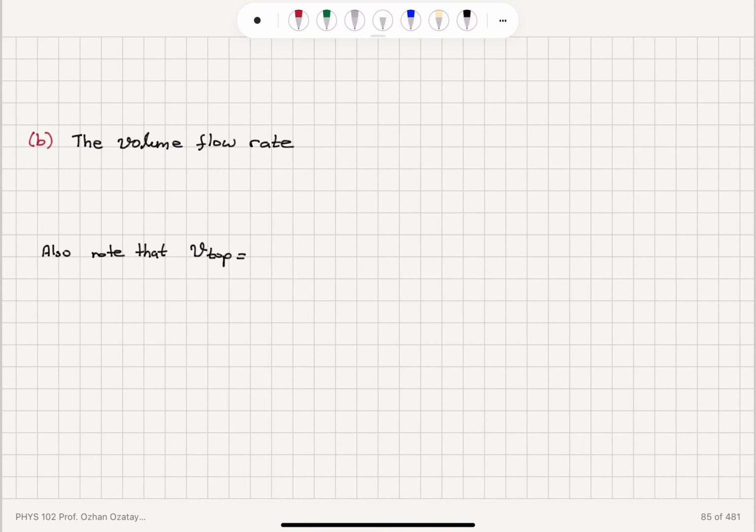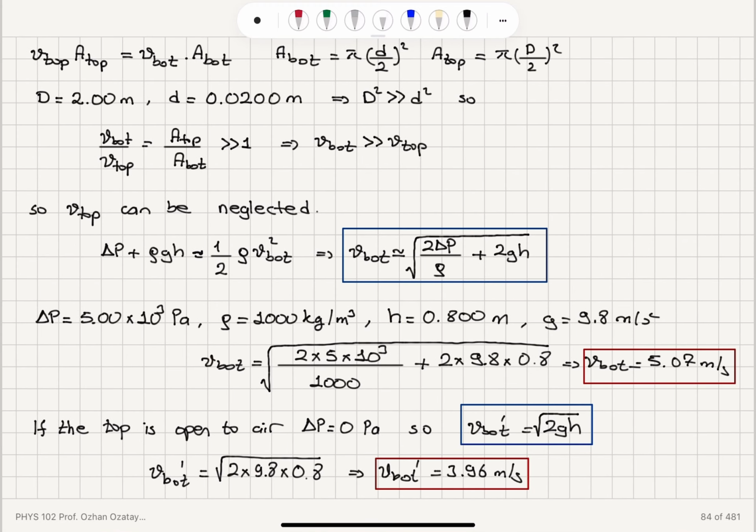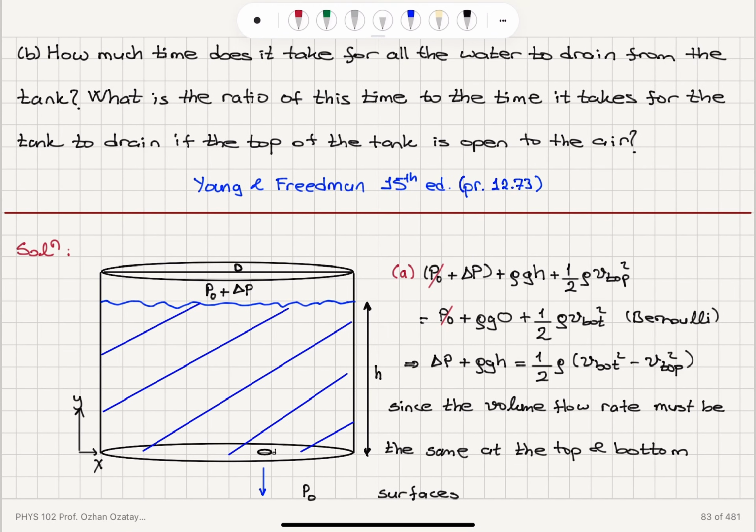And if you look at the ratio, basically, just to finish it up, we have for the closed tank case, V bottom, and for the open tank case, V bottom prime, a ratio of 5.07 divided by 3.96, which is V bottom divided by V bottom prime is 1.28. All right.